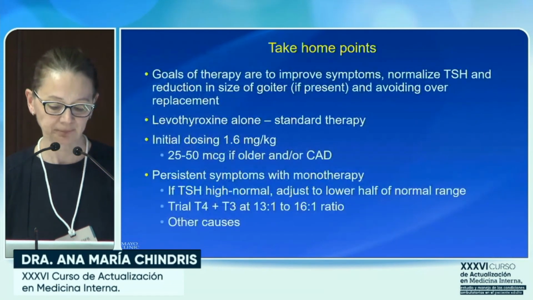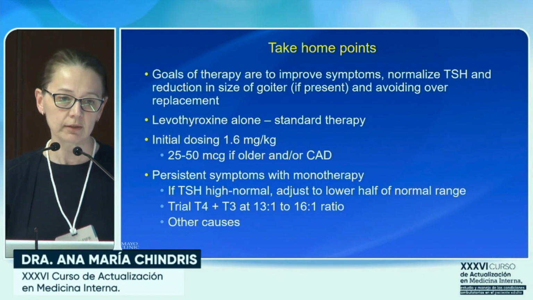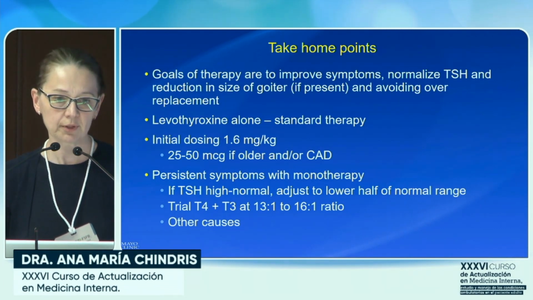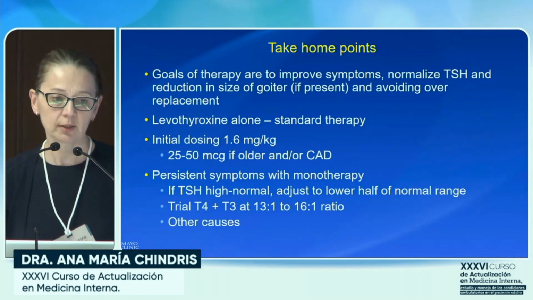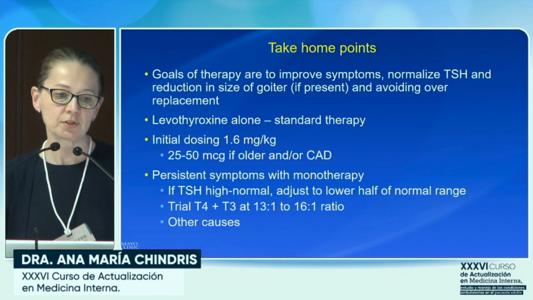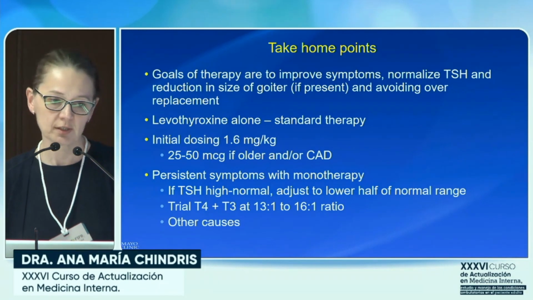So my take-home points for today really are that the goal of therapy is to improve the symptoms, to normalize the TSH, and to reduce the size of the goiter if present, along with avoiding over-replacement. To emphasize, levothyroxine alone should be the standard therapy, and only in extreme cases could T3 be considered. As I mentioned, the initial dosing can be calculated per kilogram, but then it has to be adjusted based on the TSH, and patients with comorbidities should be started at lower doses.